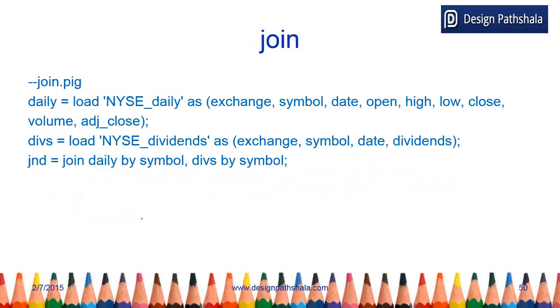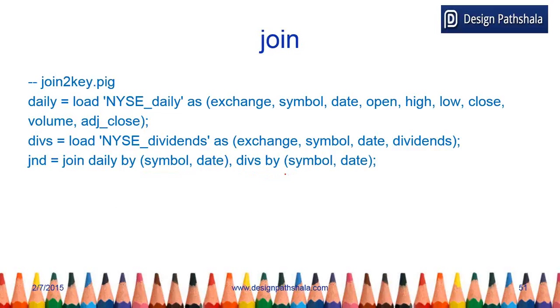Okay, and the most useful thing, join. Here what we are doing is, why is my screen sharing paused? Here I have a data set called daily and a data set called divs. Both of them have something called symbol. I'm joining them both: join daily by symbol, divs by symbol. So both the data sets will be joined based on symbol, as I've shown you previously.